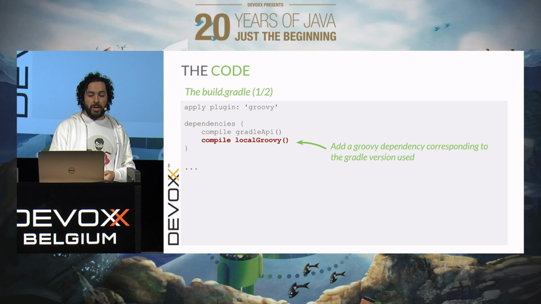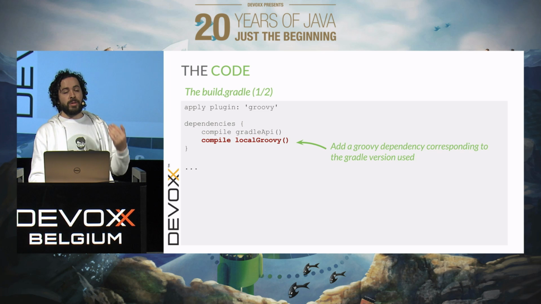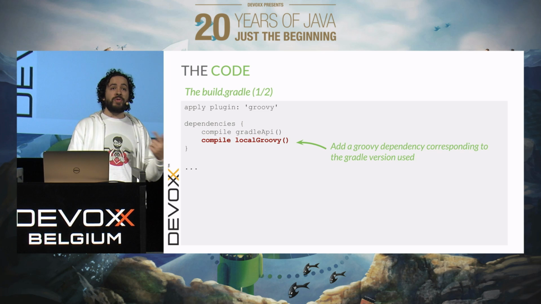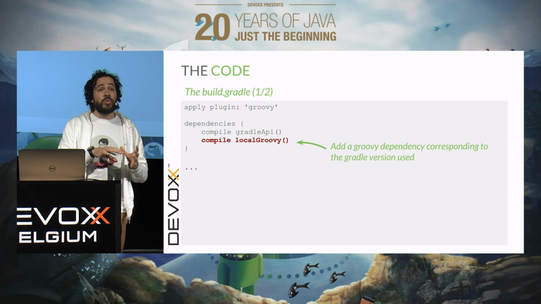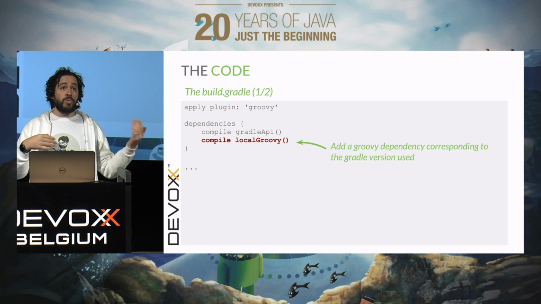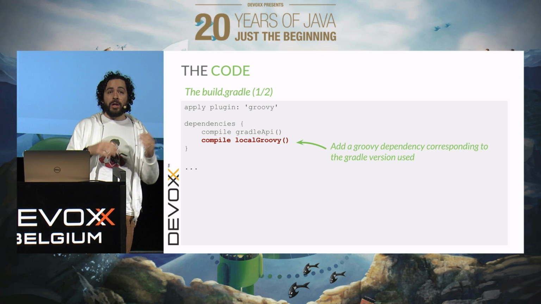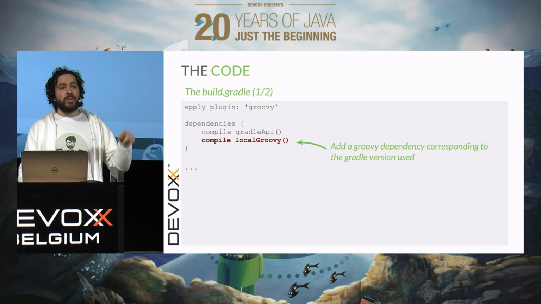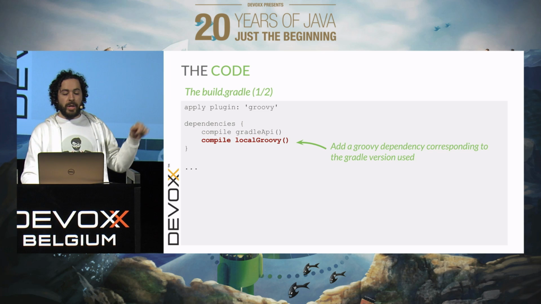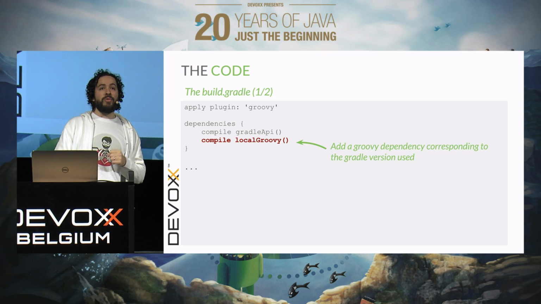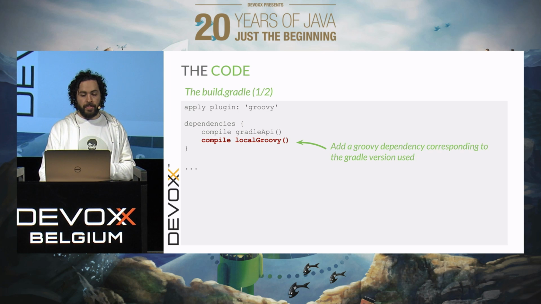And what you have just behind it is a method that you can call to add the Groovy dependency. Depending on the Gradle version that you use, the Groovy version that is supposed to work with Gradle can change. And local Groovy will just get the current Gradle version that you are using to compile and inject the good dependency for Groovy depending on the Gradle version.